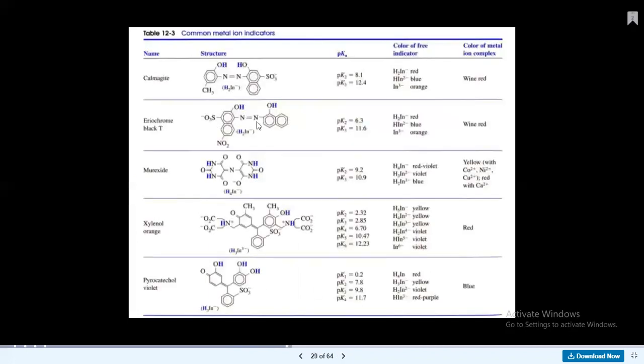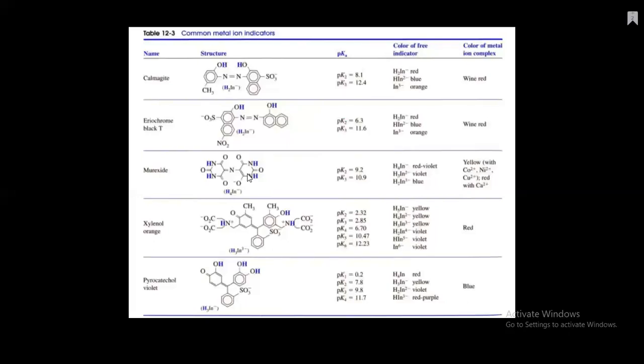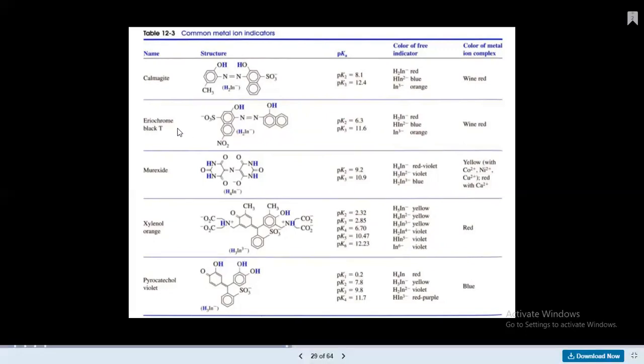Example of metal indicator: we have different types of complexometric indicators available, and mostly each is selective for different types of metal ions, because here the color change is due to the complex formation between the metal ions and the indicator. The most important indicator that we discussed here is Eriochrome Black T. You must prepare it for your final exam.